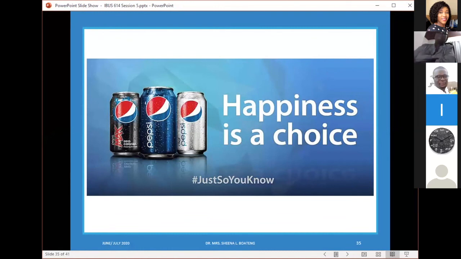Open happiness. They say what? Happiness is a word. Choice. A choice. And then they had hashtag, just so you know. And this is very legal, very much allowed. In fact, this is what makes the marketing and advertising fun, because usually when they do this, Coca-Cola also has a response.